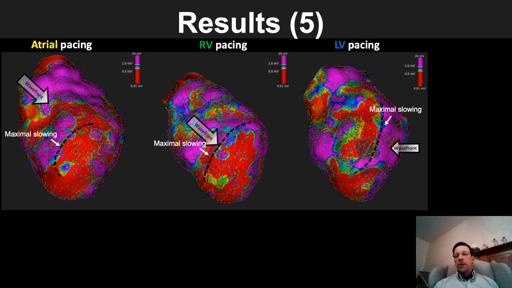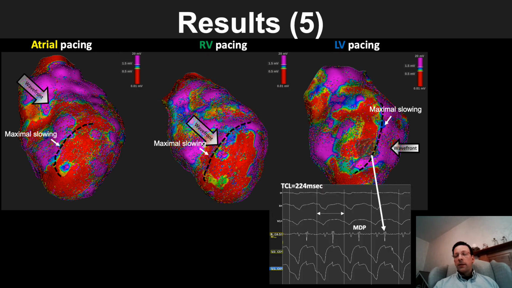This patient experienced a ventricular tachycardia with a cycle length of 224 milliseconds. The tachycardia was mapped and mid-diastolic potentials were identified in the highlighted region. Note that this region coincides with the region of slow conduction during LV pacing, but not during atrial or RV pacing. Ablation in this region slowed and then terminated the tachycardia within 7 seconds.